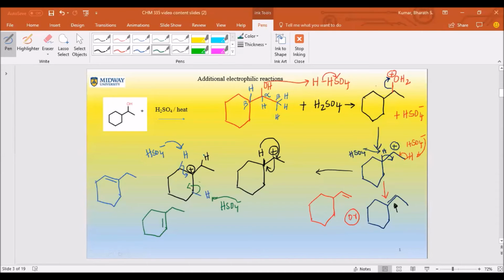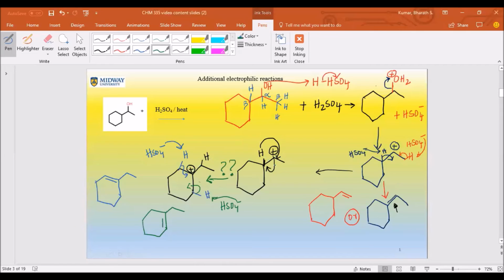Now we have essentially got four products. Why do you think this is much more favored? Why do you think we need a hydride shift to get here? Why is this required? What is the big deal? Why do you need to do the hydride shift?